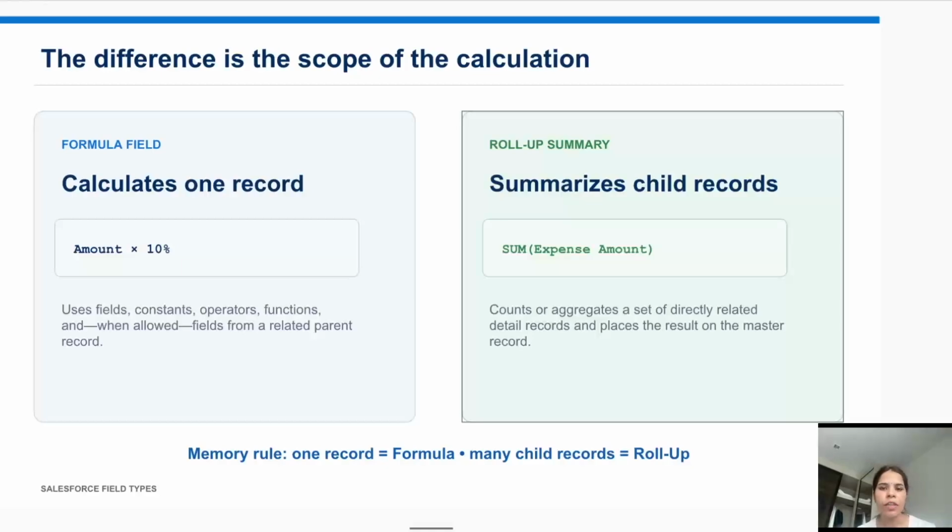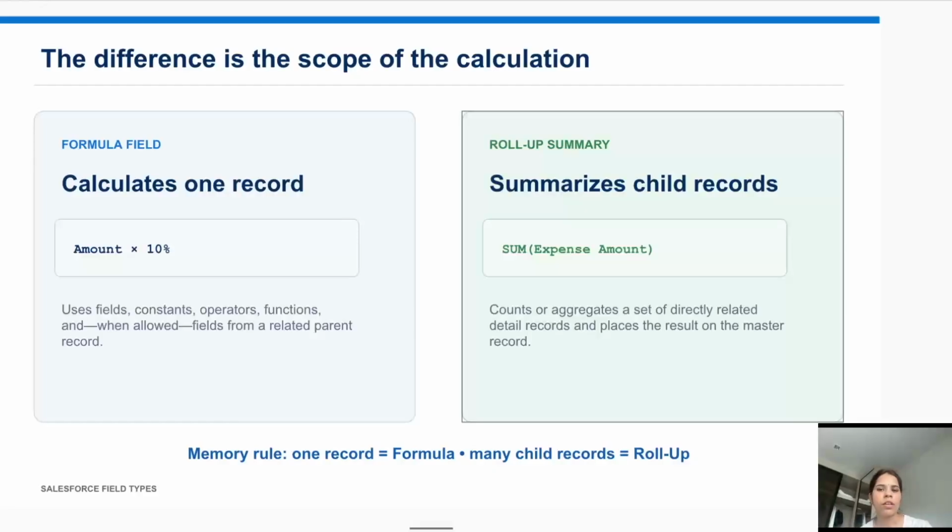The same goes for the roll-up summary field, but it behaves differently. It summarizes multiple child or detail records. For example, Salesforce maintains master to child detail, or we can say a master detail relationship. For example, we have account and we have contact. The account object behaves like our master object, and the contact which is associated with that account behaves like the detail record. So the roll-up summary field works on master detail configurations.